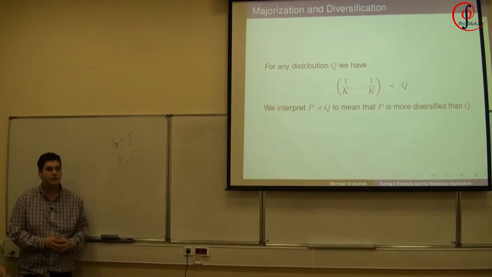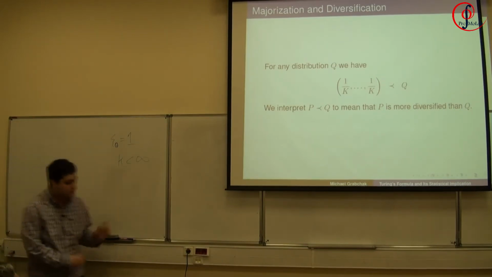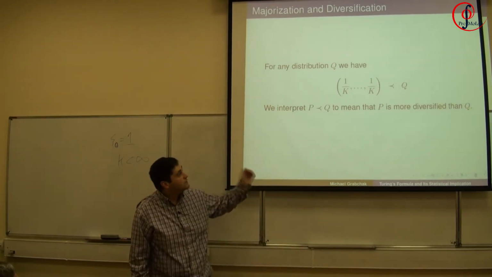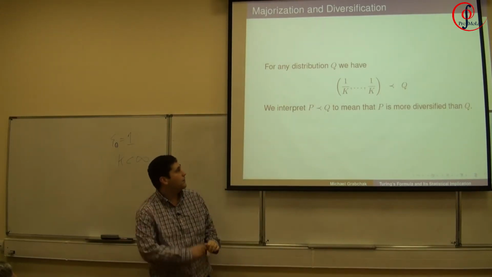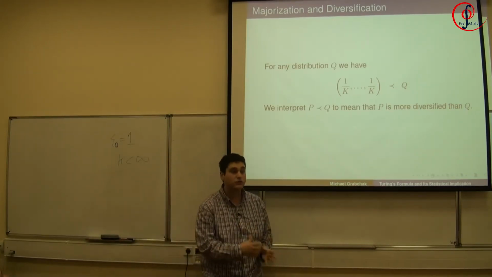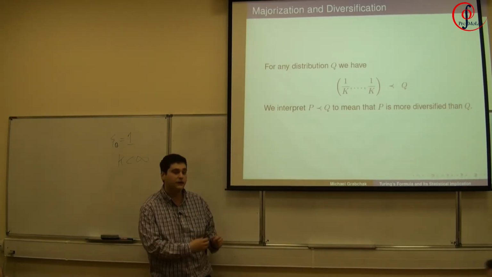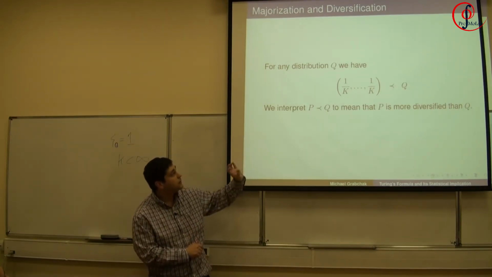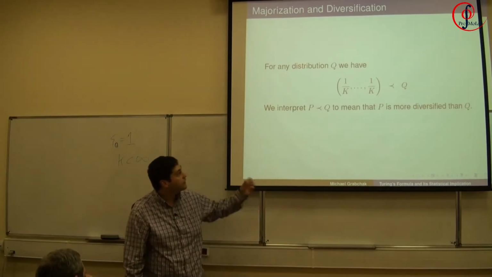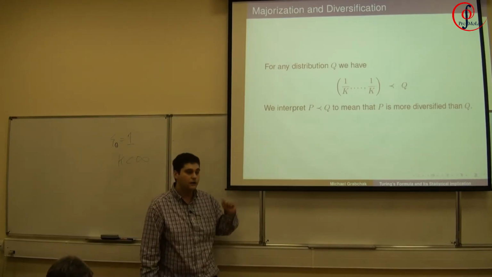I've already talked a lot about how majorization is related to diversification, but one thing I want to emphasize is that the uniform distribution is majorized by any distribution, and in particular, we could think of uniform as being the most diversified distribution. That is something that people in ecology really like to see, that uniform is the most diversified. And so that gives us maybe some intuition that we might want to think of P as being more diversified than Q if P is majorized by Q.